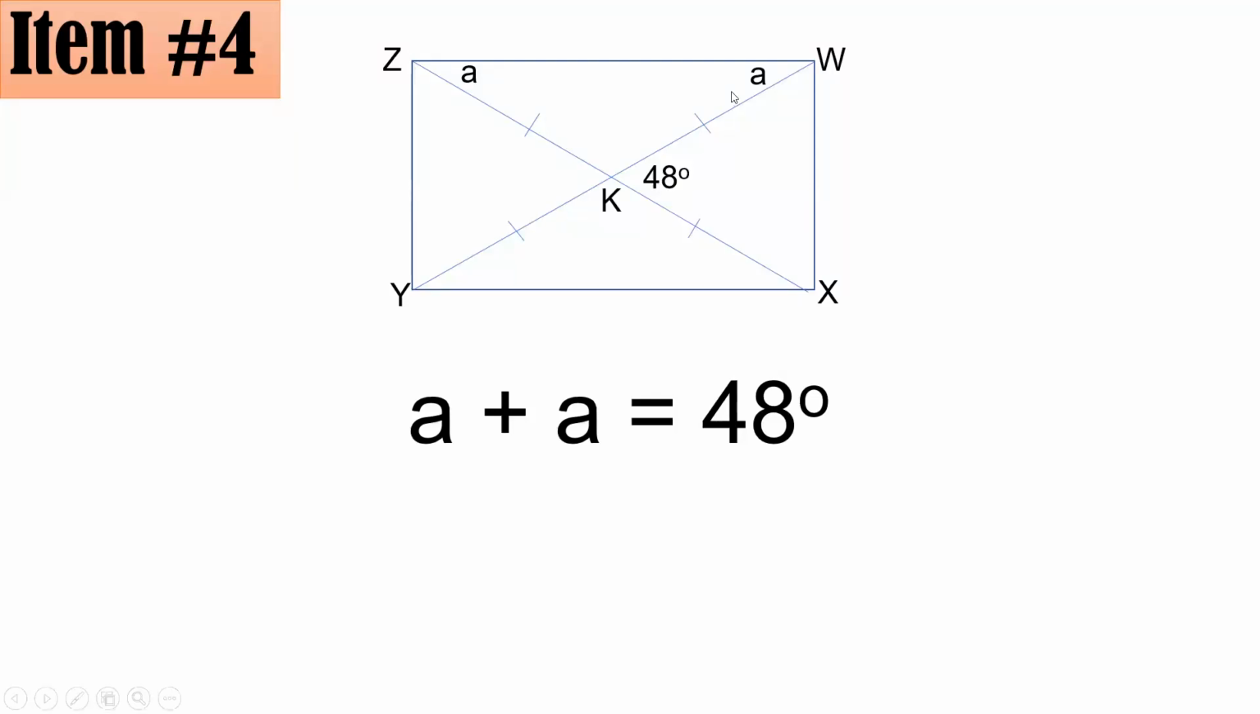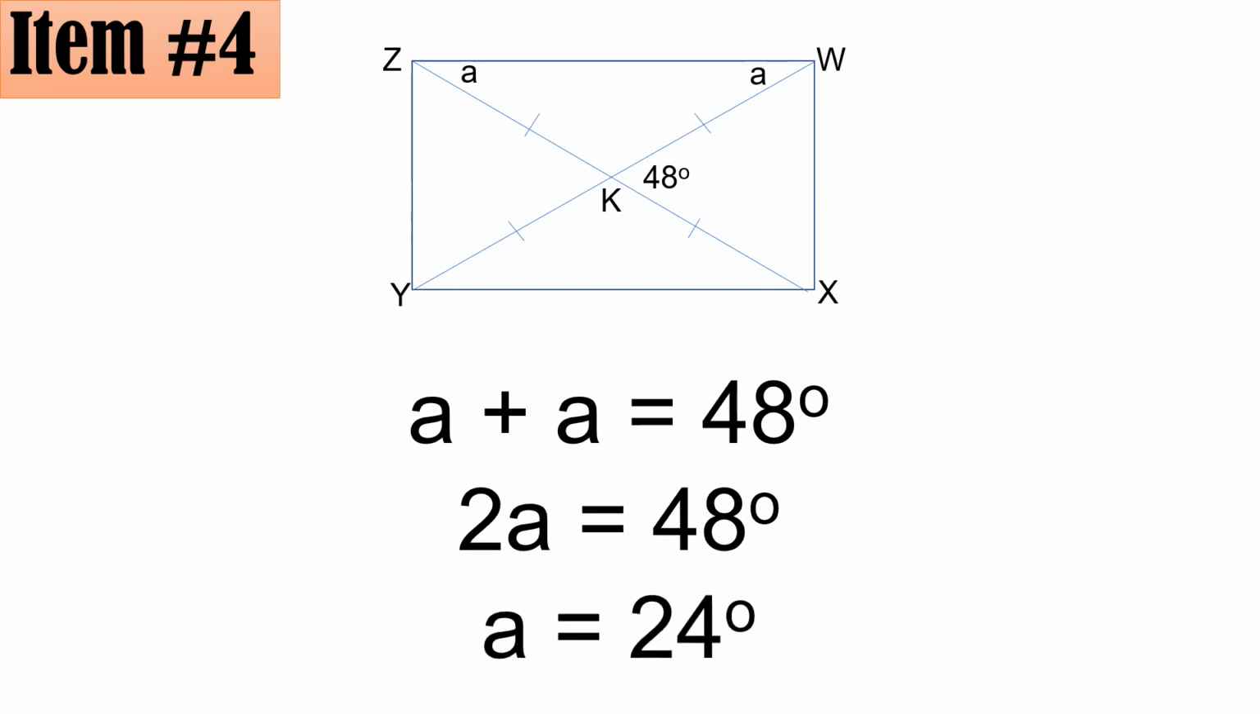Now, we have the exterior angle theorem as well, that the measure of an exterior angle, which is 48 degrees here, is equal to the sum of the two remote interior angles. That's why A plus A equals 48 degrees. So 2A equals 48 degrees, and dividing both sides by 2 gives A as 24 degrees. So therefore, each of these two is 24 degrees. So I hope you got letter C.